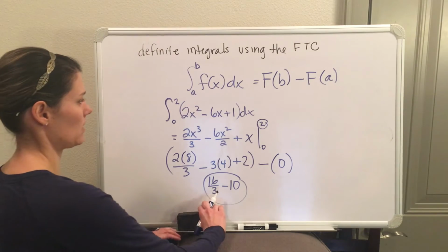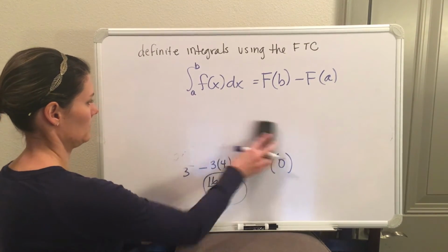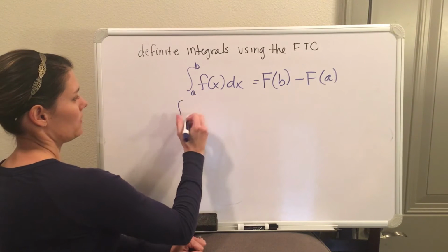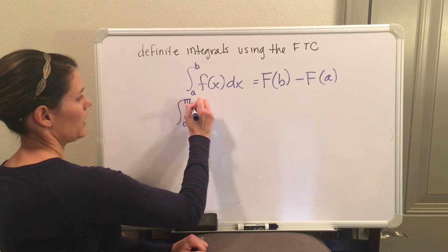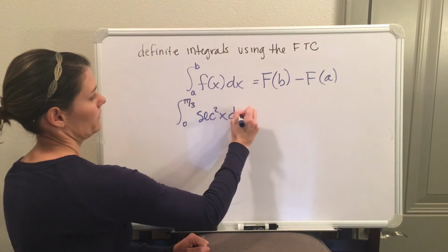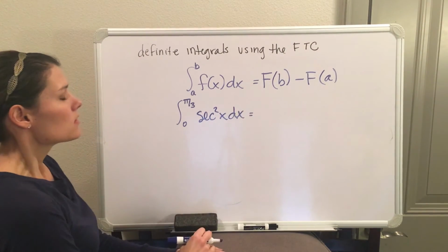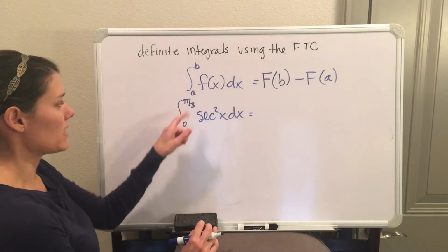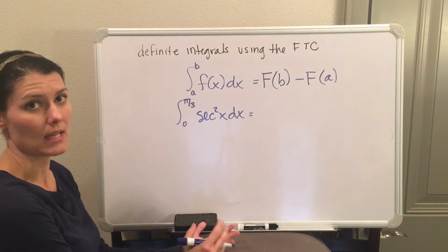Okay, let's do another one. Let's do the antiderivative from 0 to pi over 3 of secant squared of x. So in this case, again, this is a definite integral because you have an a to b integral, so I will be getting a number.